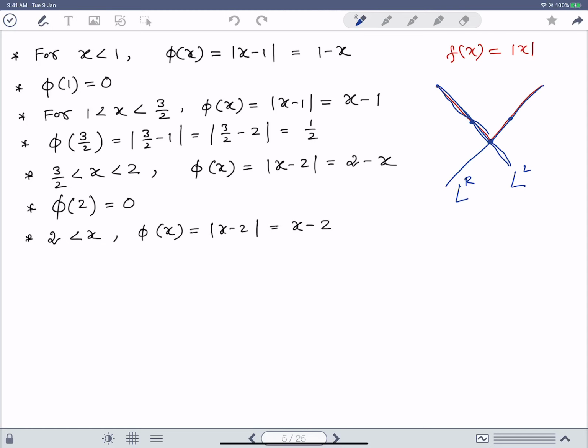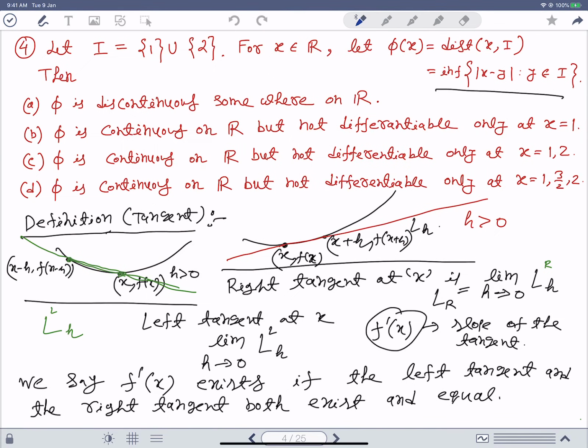So whenever you have a function with a reflection, this kind of thing or this kind of thing, you can easily say it is not differentiable at this point. Okay. Now, we come to this problem.